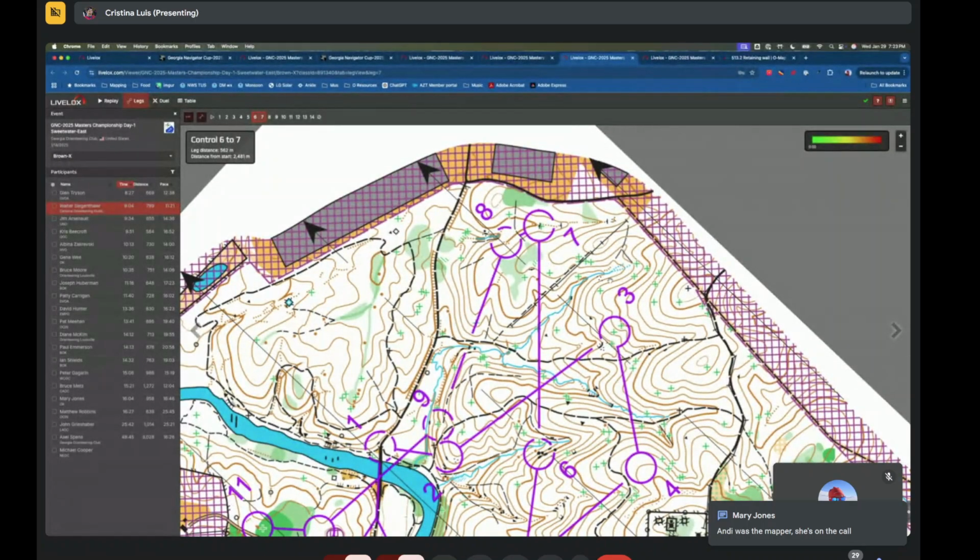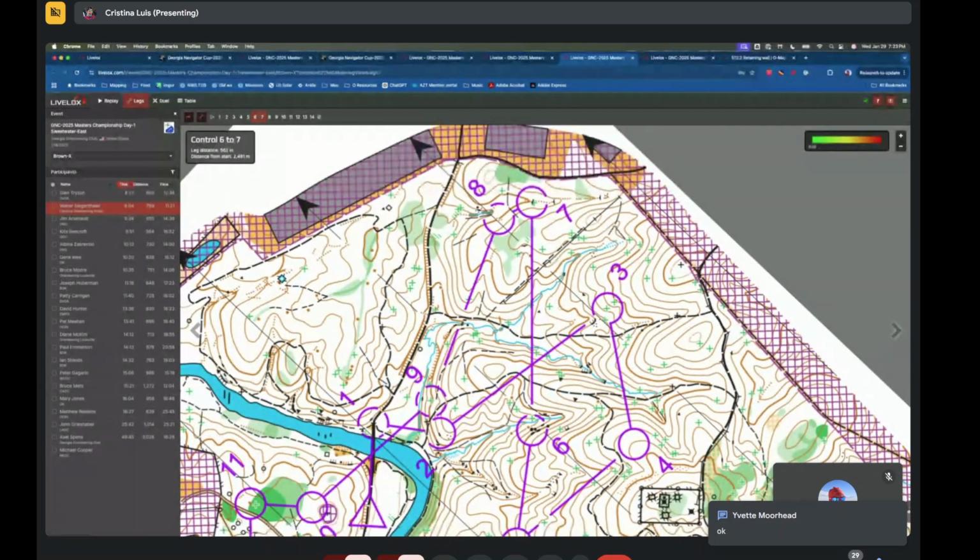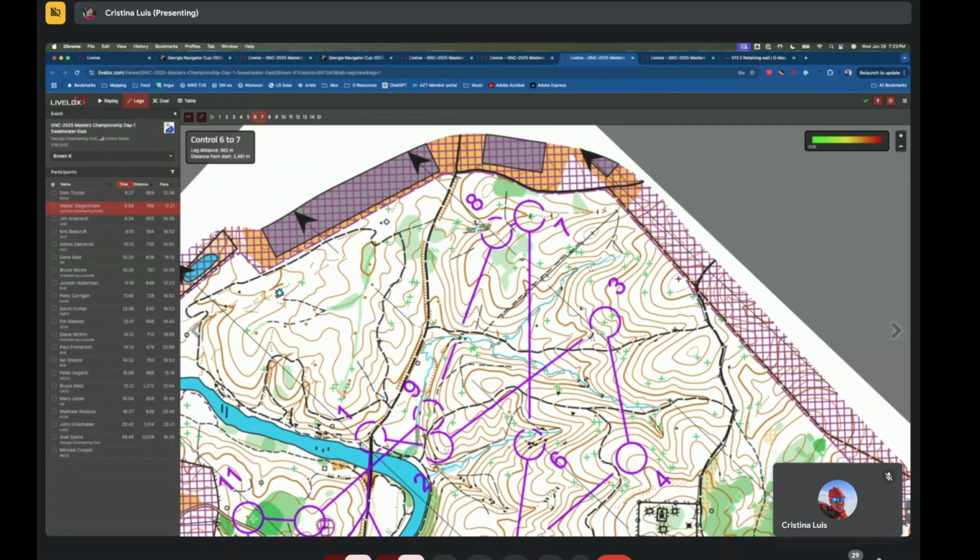Okay. Yeah, and the mapper is on the call, so she's taking notes, probably, right? And appreciating the comments about the green being appropriately mapped, and yeah.